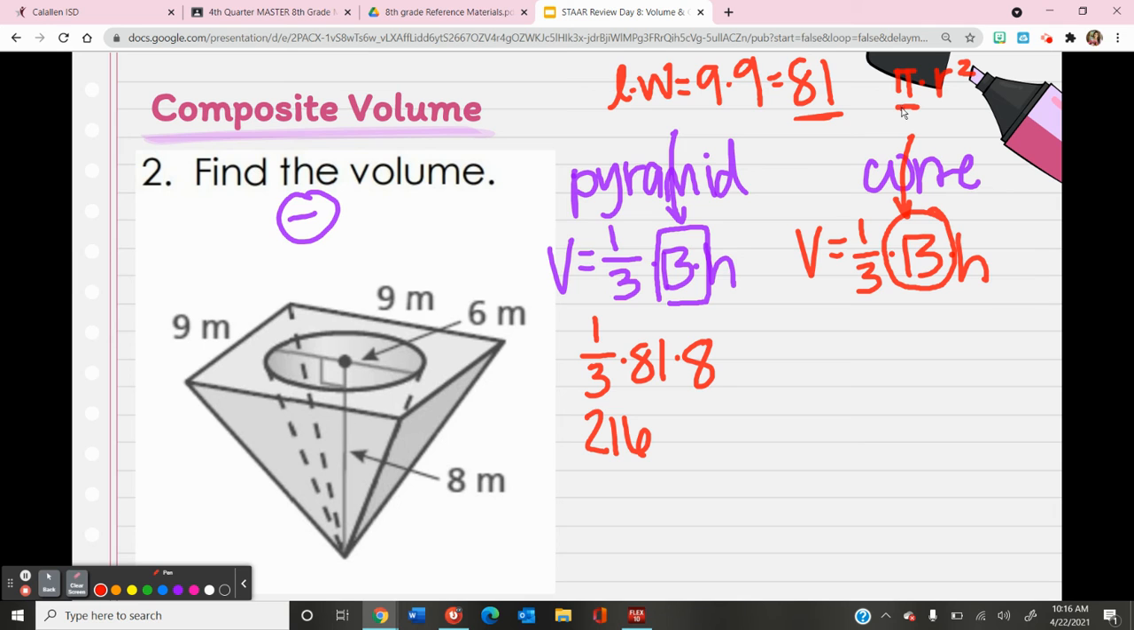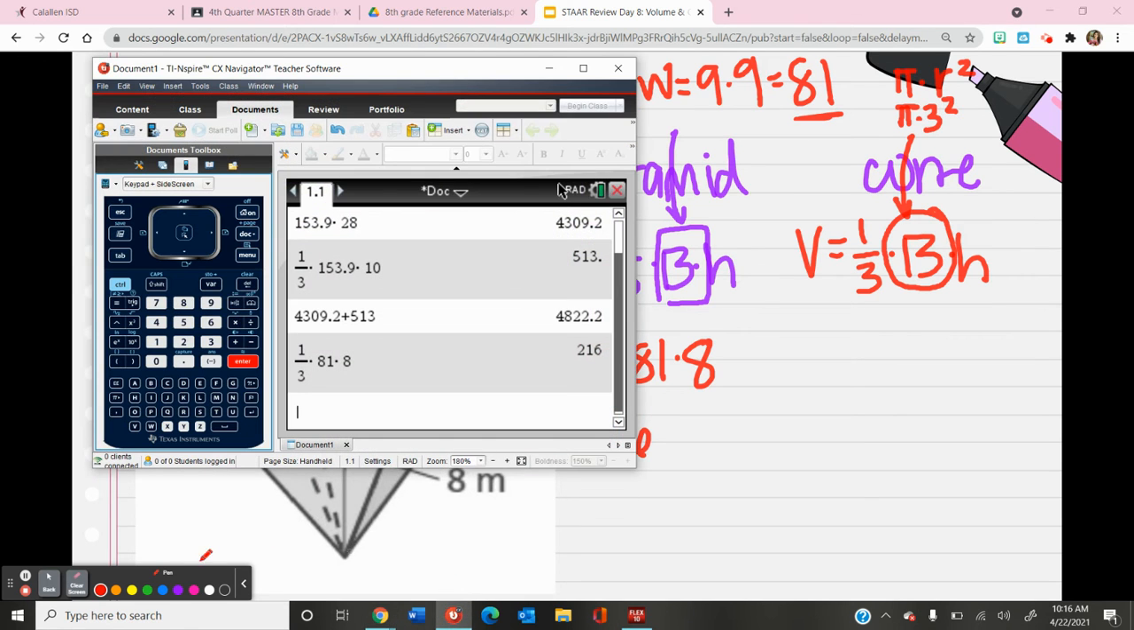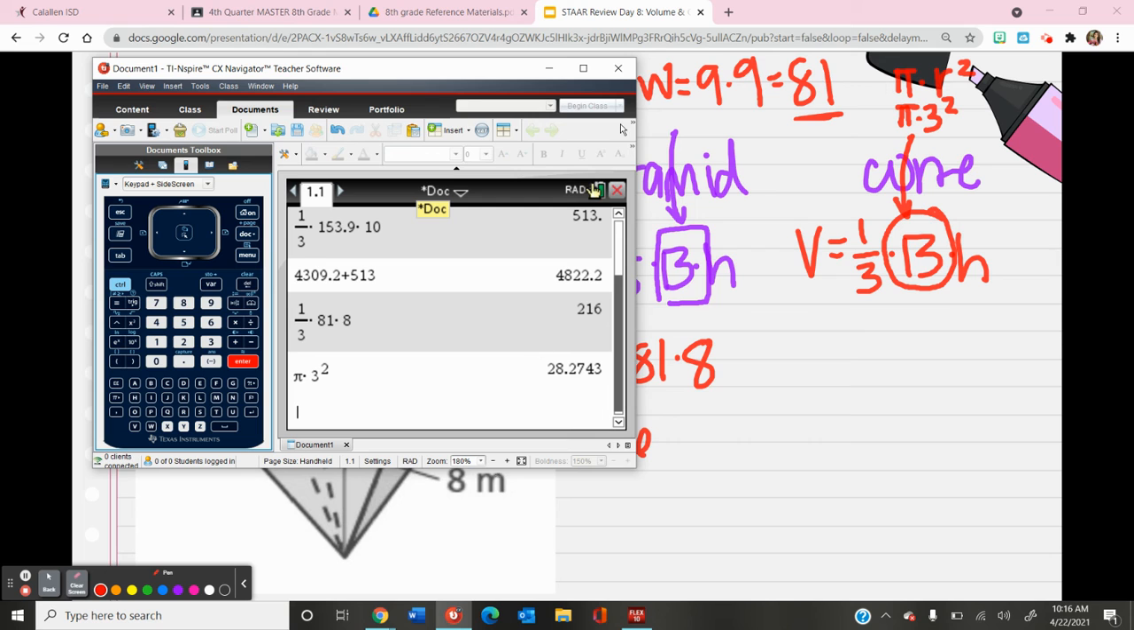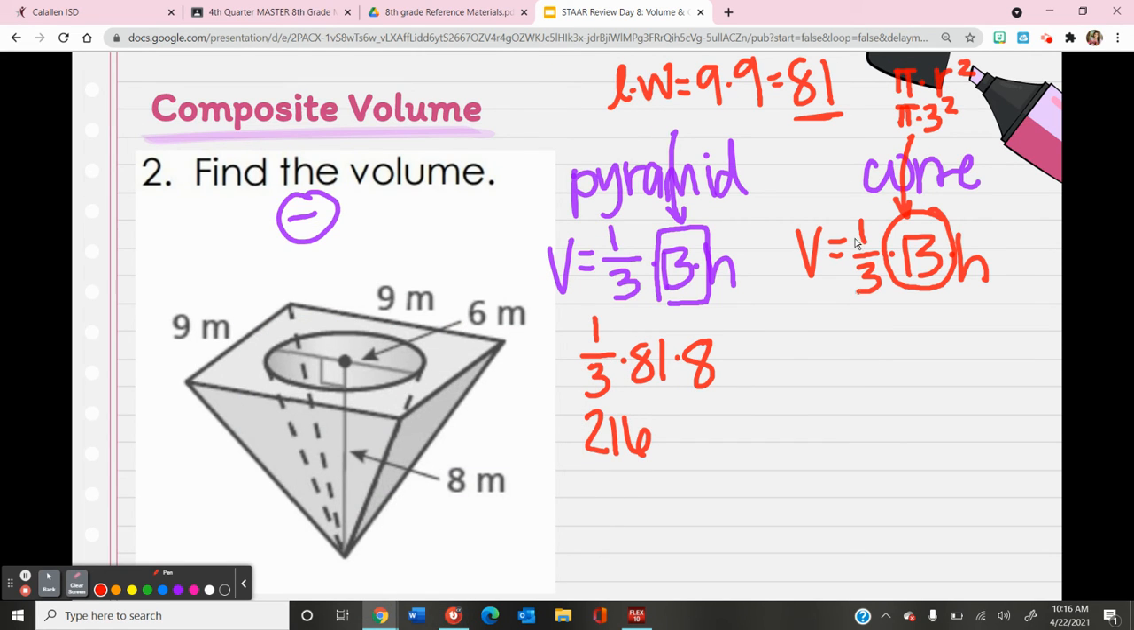So here, to find the area of your base, you're going to take pi and multiply it by 3 squared. Now, plugging that in your calculator, pi times 3 squared equals 28.27. We're going to round that to 28.3. So here this is 1 over 3 times 28.3 times the height of my cone. The height of your cone is going to be the same as the height of your pyramid. So this is going to be 8.